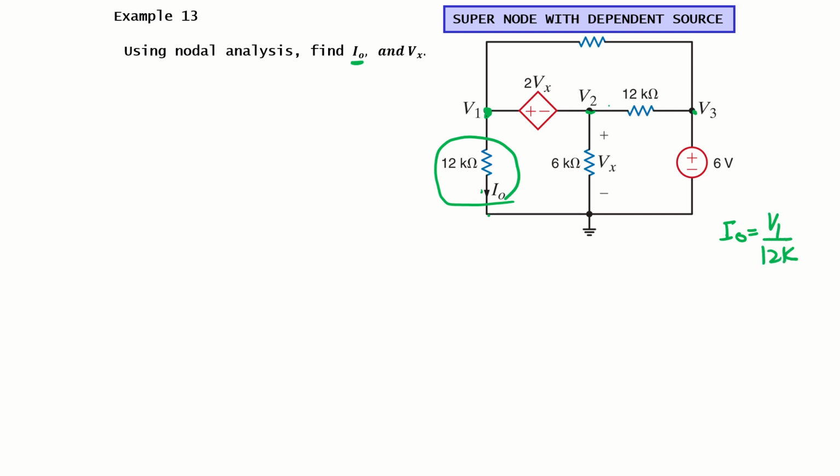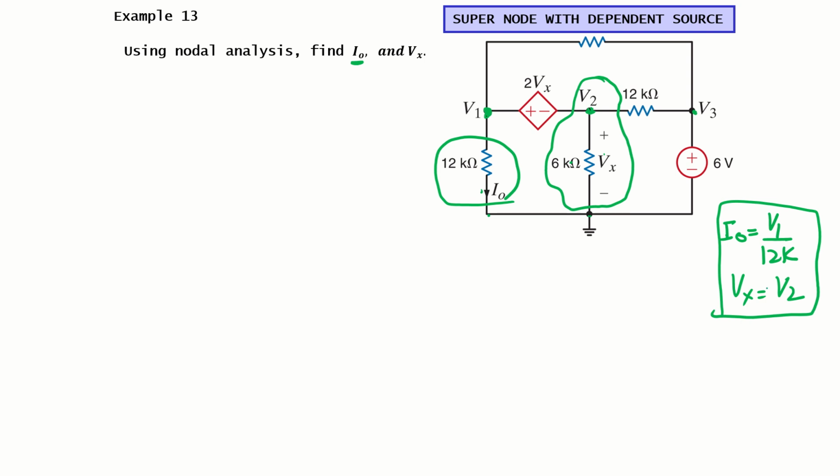Then we need to find Vx. Vx is the voltage drop across the 6 kilo ohm resistor. If you look at this circuit, Vx is the voltage drop between this node and this node, which is 0. In other words, Vx is just V2. So if we find the values of V1 and V2, we can find our desired variables.